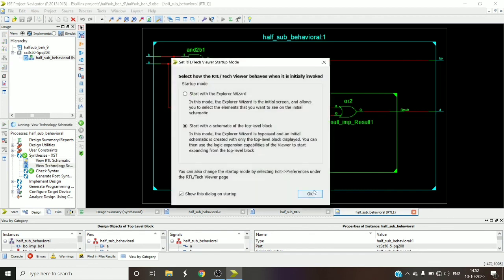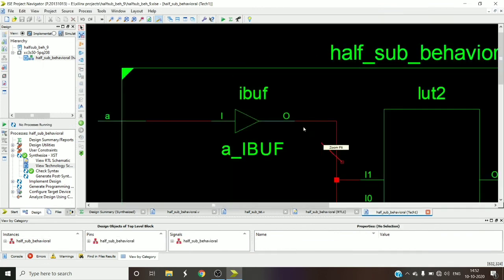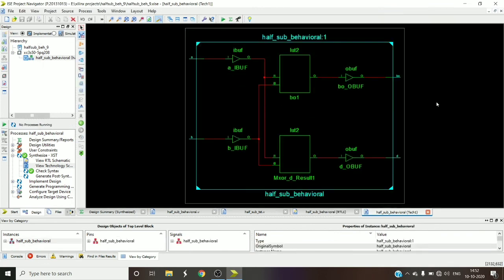Let us also check the technology schematic. That would be in the form of lookup tables, since we are targeting the FPGA board family. So that's why the technology schematic implementation would be in the form of lookup tables and input output buffers, because they are called restoring logics to restore the data. Input output buffers will be directly allocated in the synthesis.